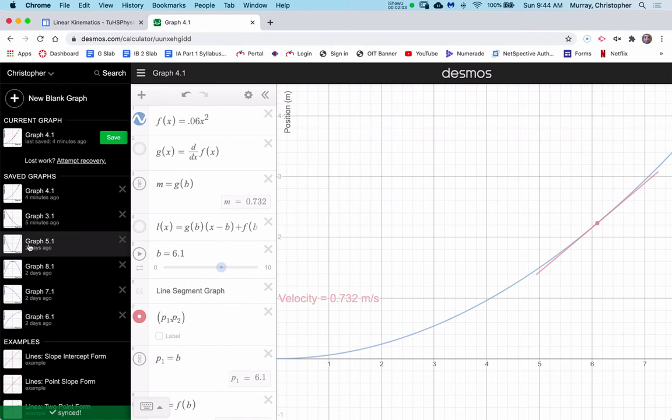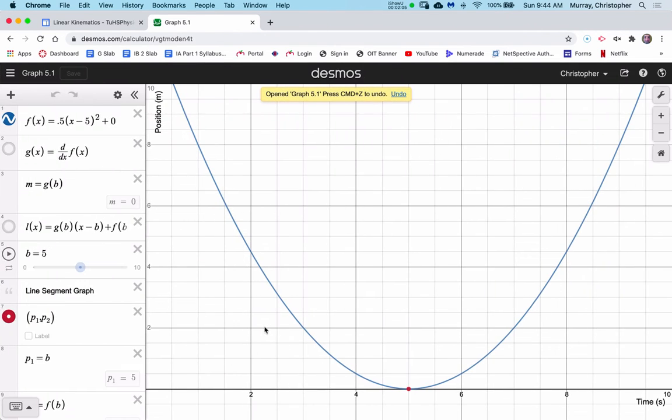Let's go to graph 5. Let's take a look at this, okay? Let's move the slider. So you can see, watch the velocity. So for the first, from 0 to 5 seconds, right, the velocity starts out at -5, right? And then I'm just sliding this over. And it goes to 0, right?